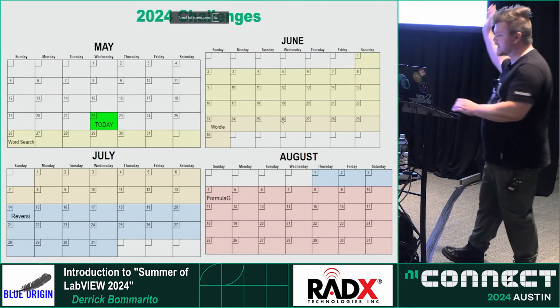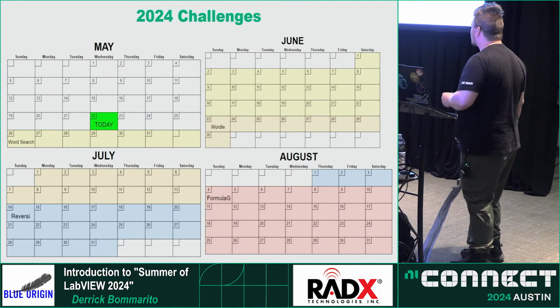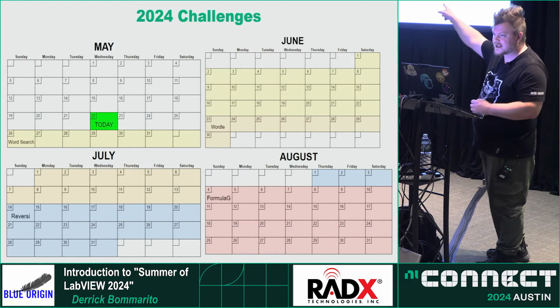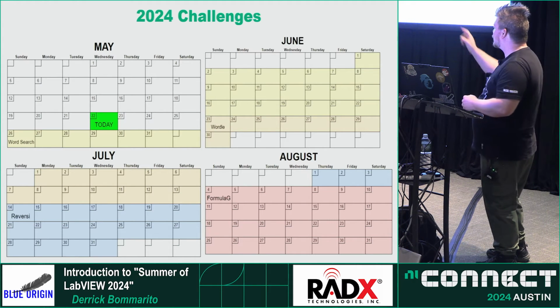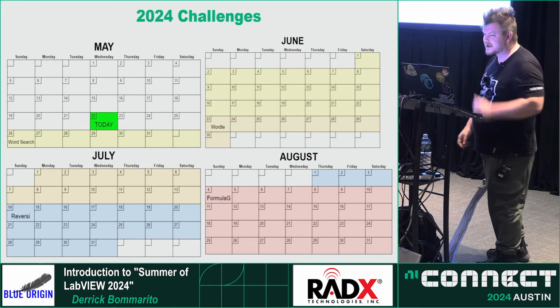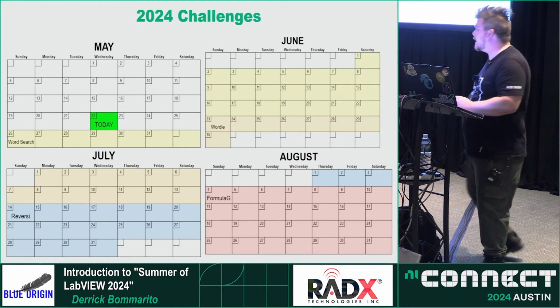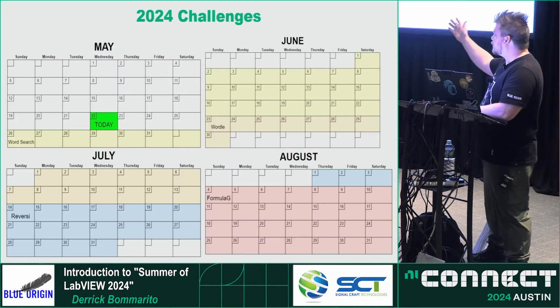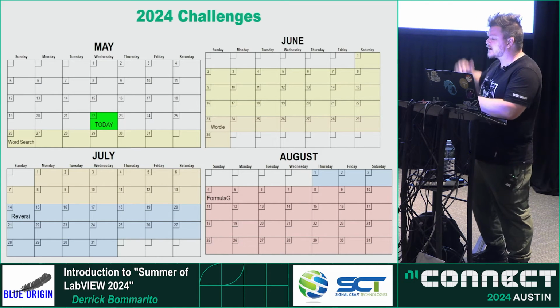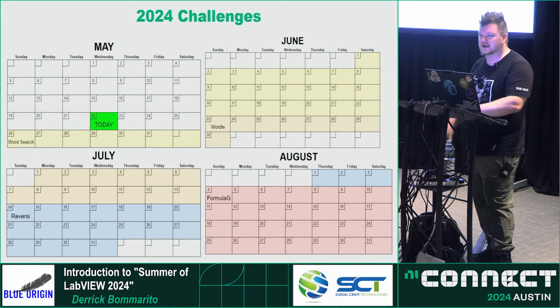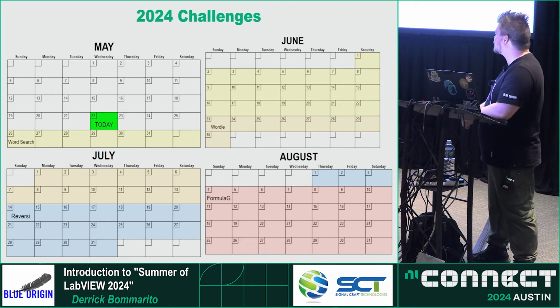So this is the calendar for the rest of the summer. Today is the big green highlight. Starting Sunday, Word Search will be active on the website. It's actually up on VIPM right now, so you can start playing with it if you want. We can't stop you. But the site will be accepting submissions starting on Monday. It'll have the challenge entry listed.